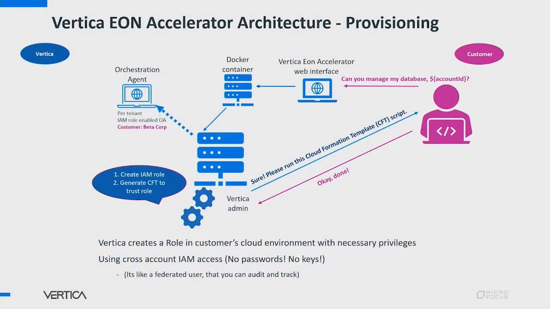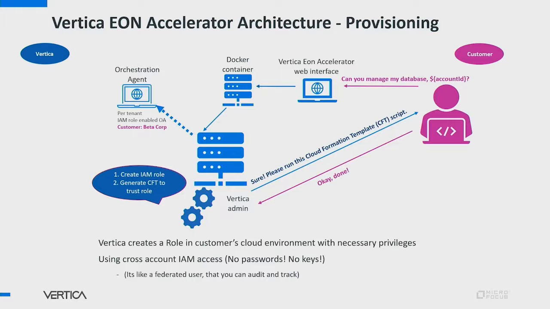So the first thing you will encounter when you start to use Vertica Eon Accelerator is the onboarding process. The onboarding process, as Vishal mentioned, is the act of connecting a customer or your cloud account with the Vertica management plane. This takes about 30 minutes to do, and it's a one-time task done initially, and it requires that you have the admin access to your AWS account. I have laid out a little schematic here to show you what happens.